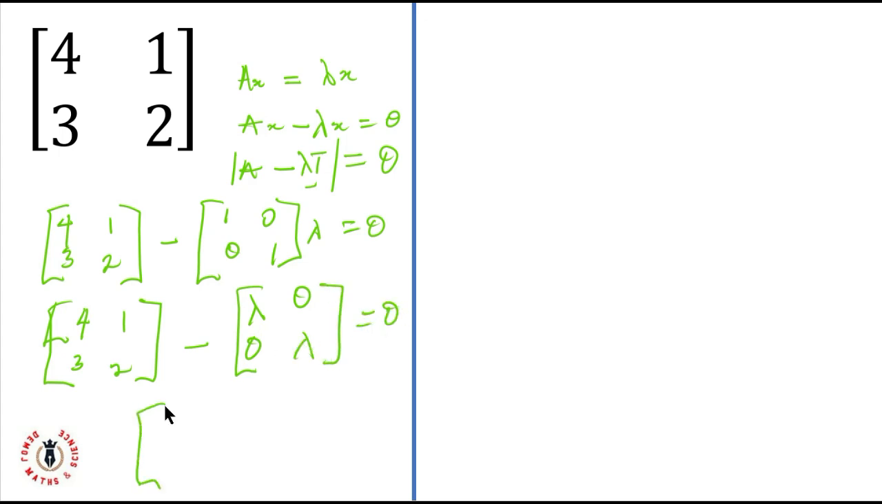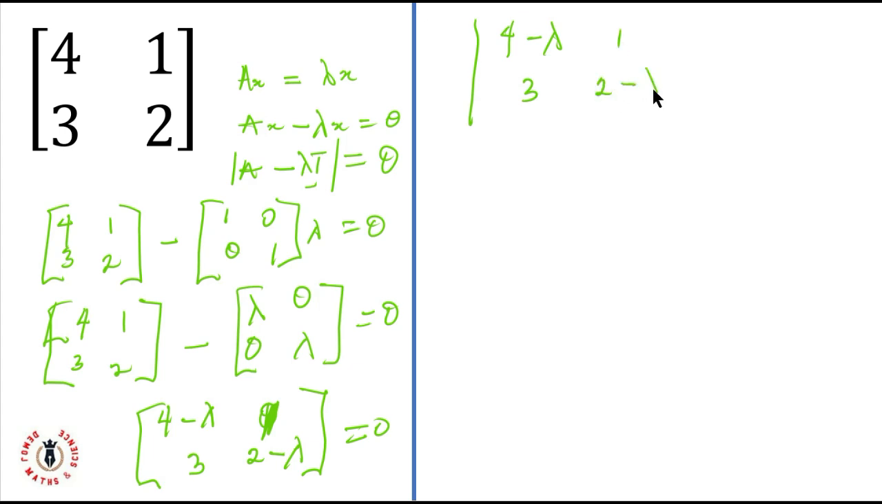So finally I can rewrite this in the form of 4 minus lambda, 3, 1, then 2 minus lambda. Sorry, here is 1, because 1 minus 0 is 1. But for our characteristic equation, remember that the determinant of the matrix is actually equal to 0.